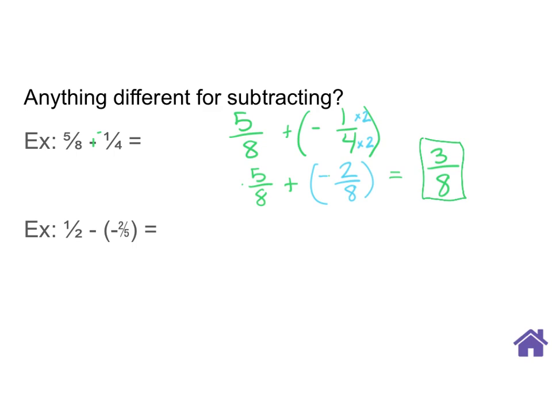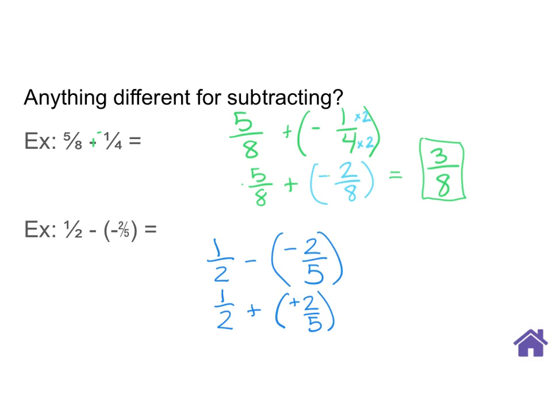Okay, this next one is 1/2 minus a -2/5. Remember for subtracting, let's change it to adding the opposite. So I'm going to take 1/2 and add, and then the opposite of -2/5 is a +2/5. Well, that makes it a little bit easier when we're just adding. So now we just have to add these.